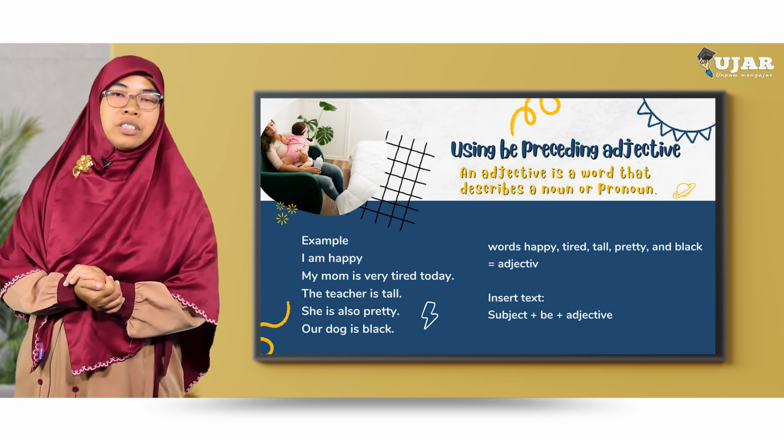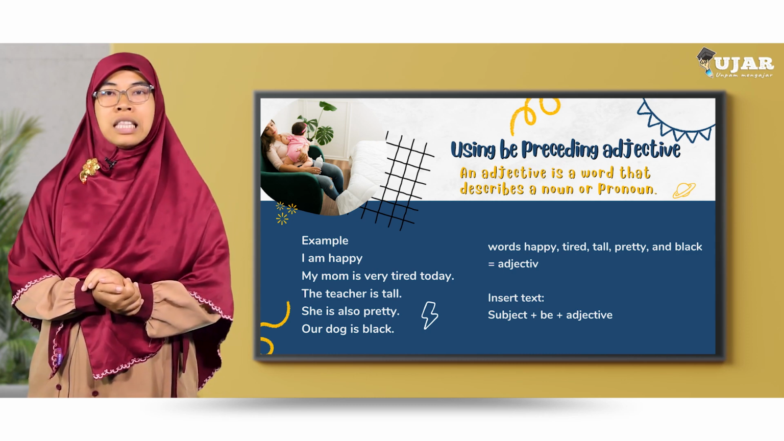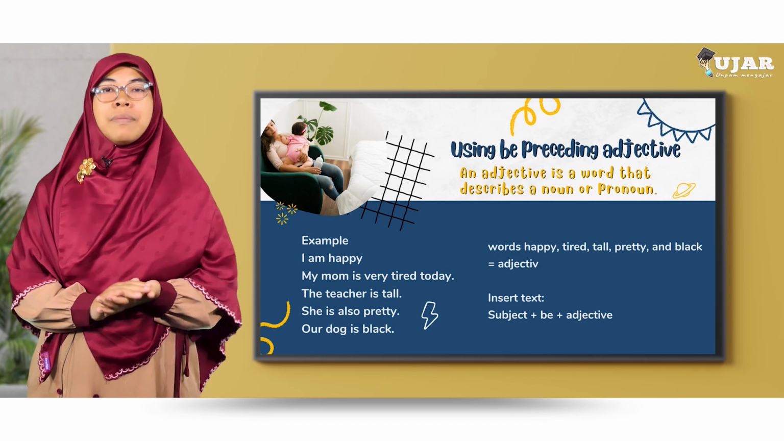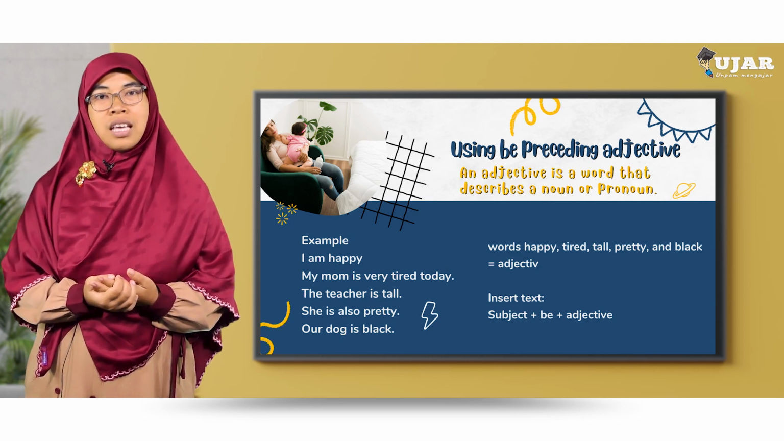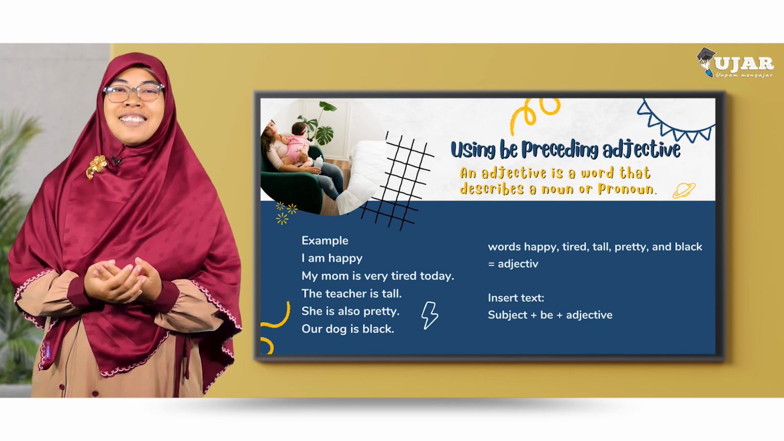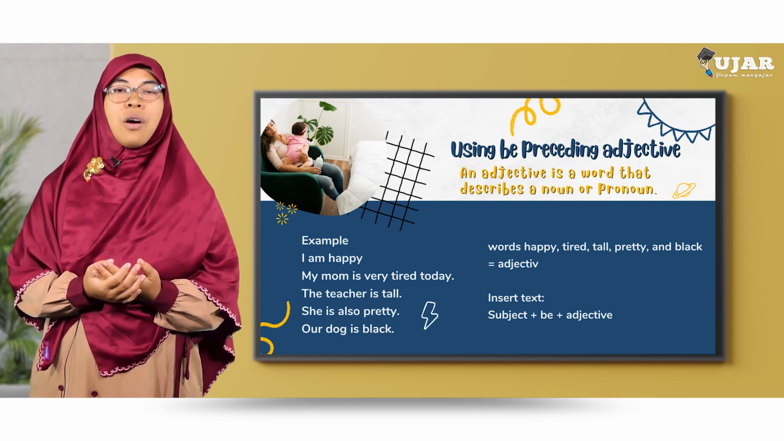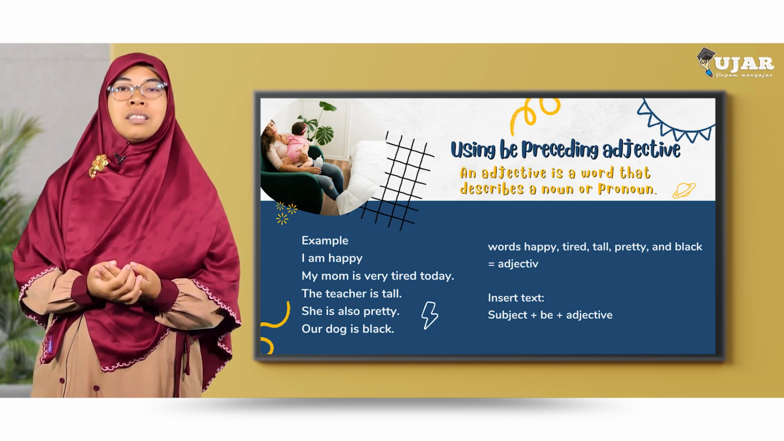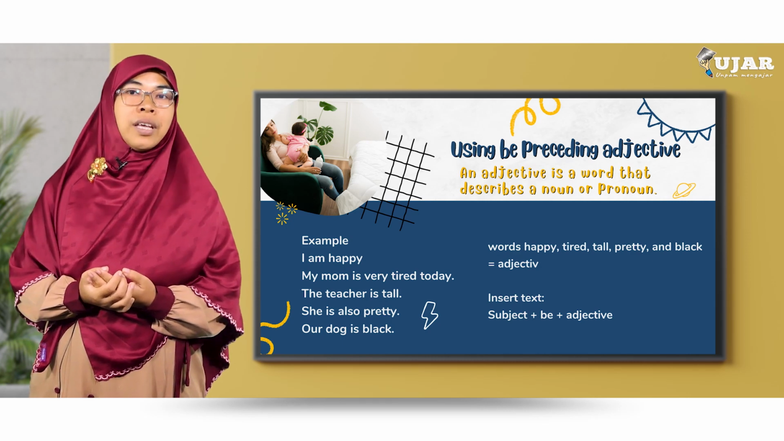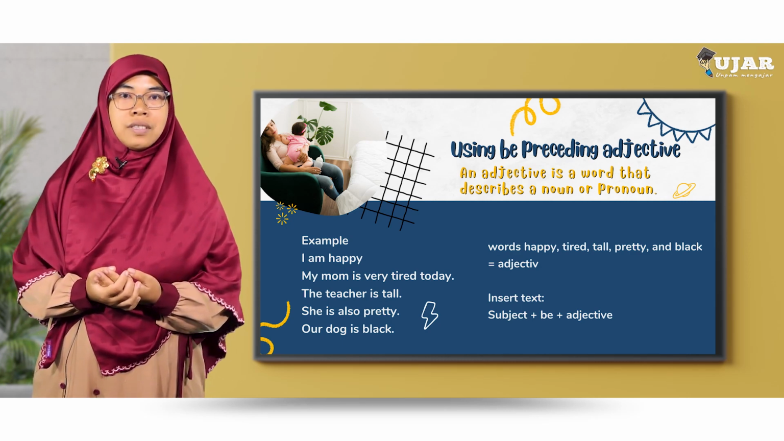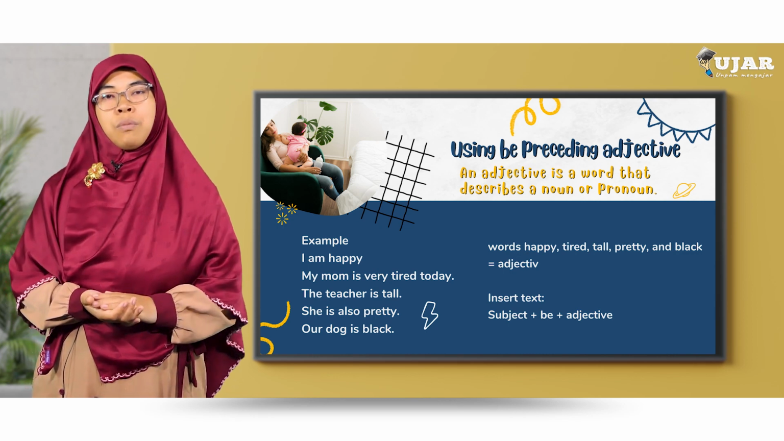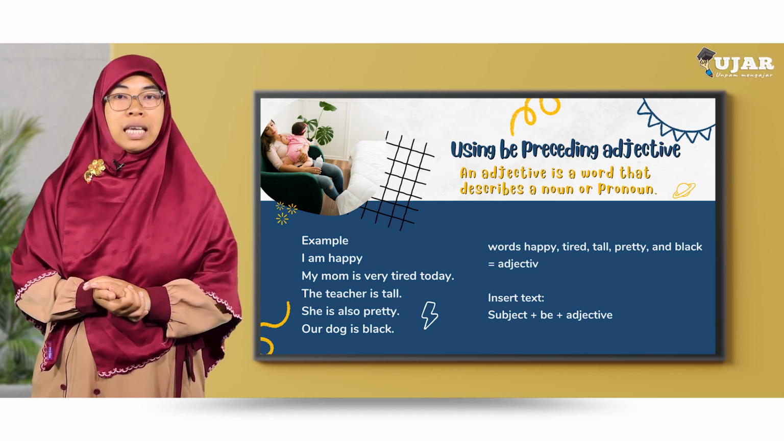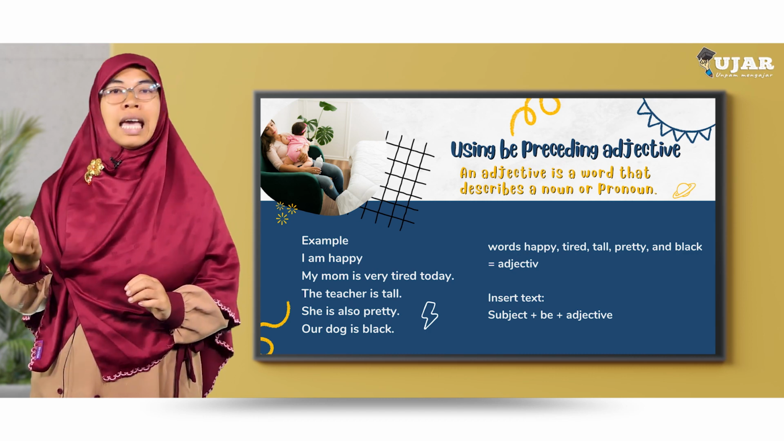Look at the examples of adjectives following the form of be in the present tense. I'm happy. My mom is very tired today. The teacher is tall. She is so pretty. Our dog is black. The words happy, tired, tall, pretty, and black in the examples are adjectives. They give more explanation, more detail about the noun or pronouns. And be must be used between the subject and the adjective.